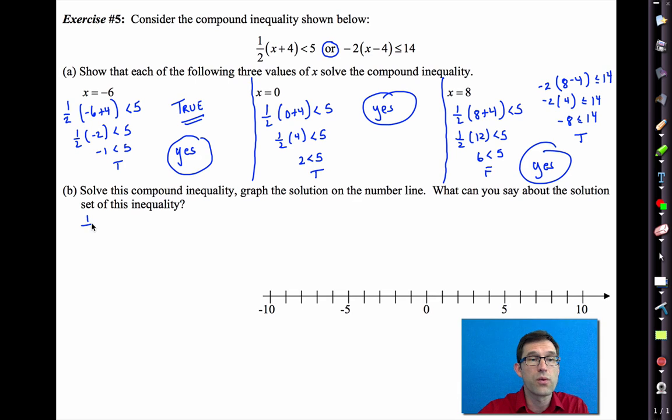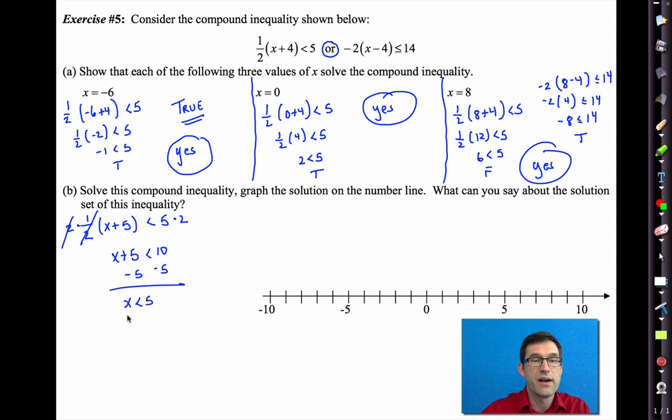Let's solve the two inequalities using our properties of inequality. The first thing I'm going to do is multiply this one, both sides, by 2. All right. Because it's a positive, that's fine. x plus 5 is less than 10. Then I'm going to use the addition property of inequality, and I'll get x is less than 5. All right, so that's one part of it.